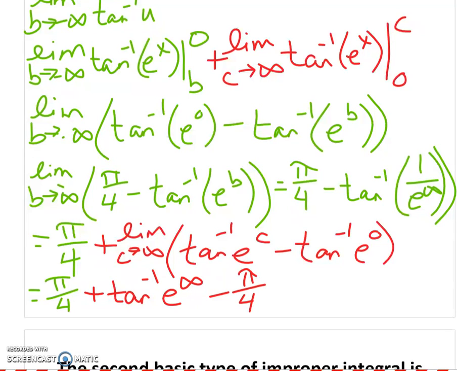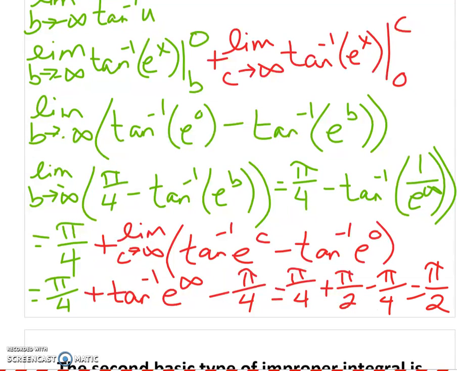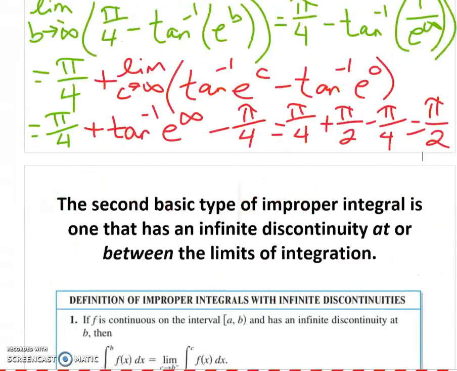So e to the infinity is going to be infinity. We looked at this in a previous problem, so inverse tangent of infinity, that happens at pi over 2. So we end up with pi over 4 plus pi over 2 minus pi over 4 for a final answer of pi over 2 for the value of that integral. Hopefully you were able to follow all of that.